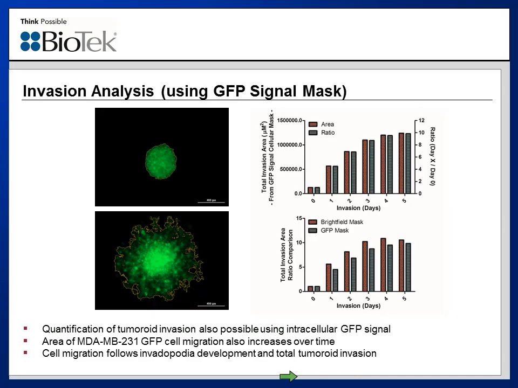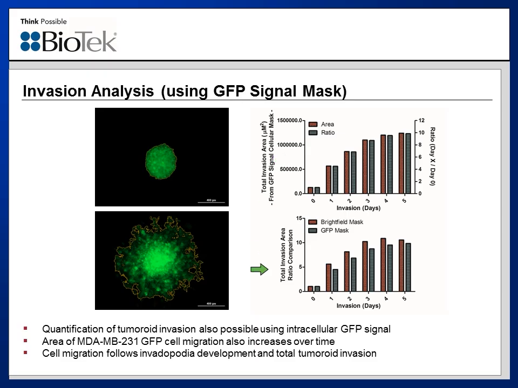The same types of cellular analysis performed using the bright field signal to draw the object mask can then also be performed using the GFP signal. Again, we see images captured on day 0 and day 5 with the object mask automatically drawn. The graph on the top right shows the area within all the masks drawn around the images captured on each subsequent day of incubation, as well as the ratio of areas compared to day 0.